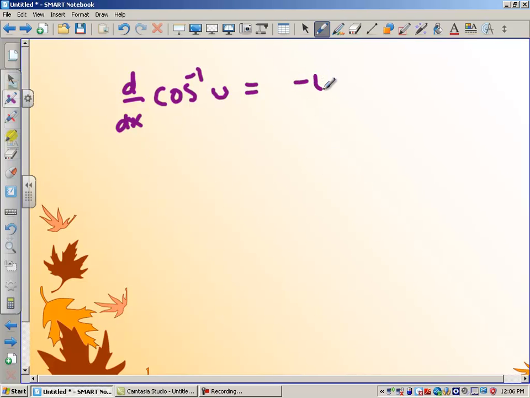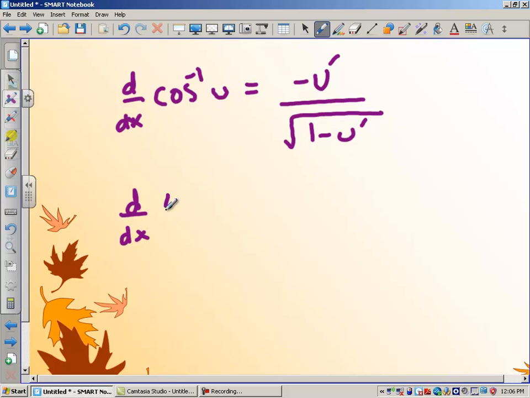negative u prime. That's sort of neat because that's sticking with the motif that the derivative of any trig function that starts with c is negative. I sort of like that. Divided by the square root of 1 minus u squared. So the only difference between arc cosine and arc sine is that there's a negative on the u prime on top. And the last fact is the derivative of arc tan.